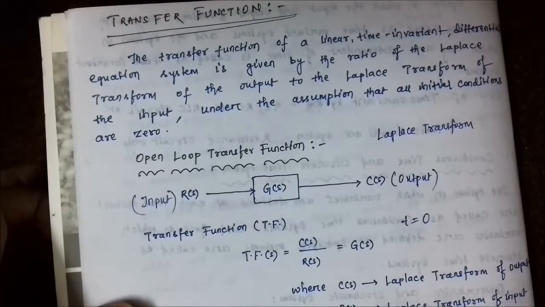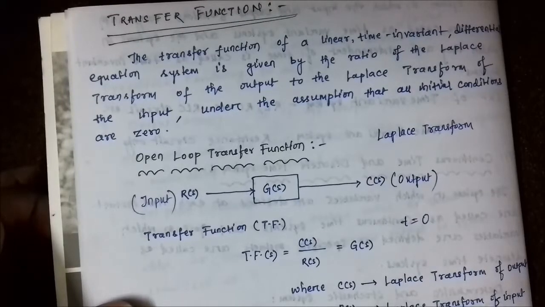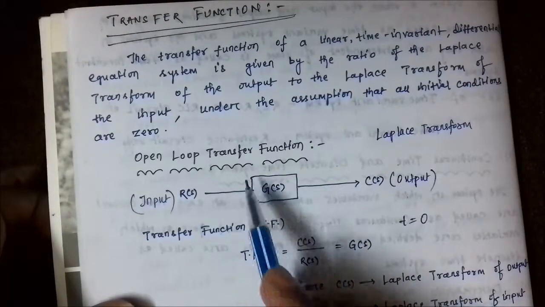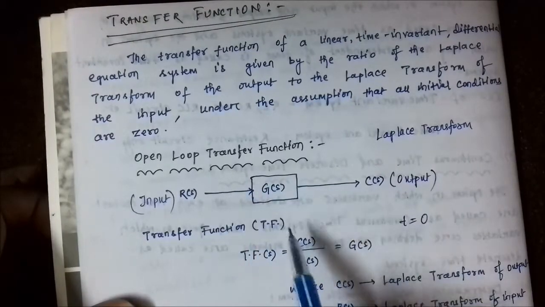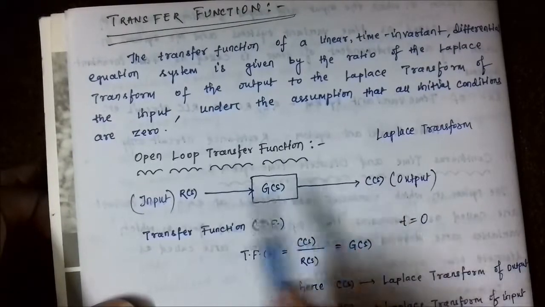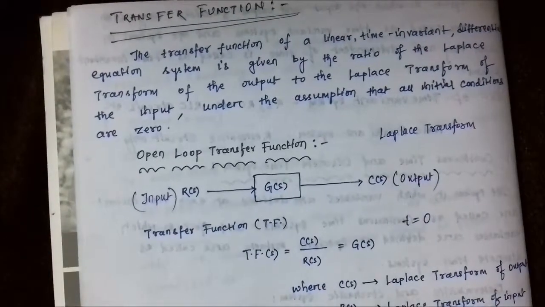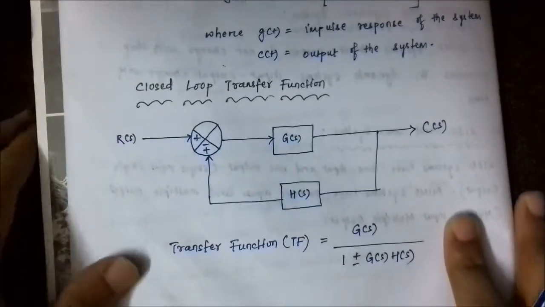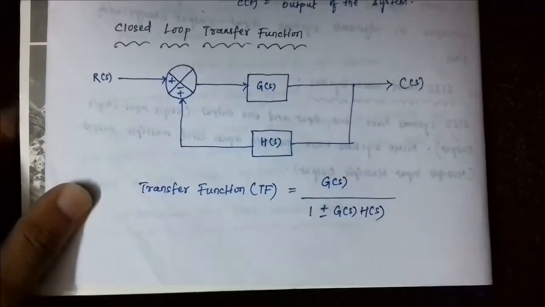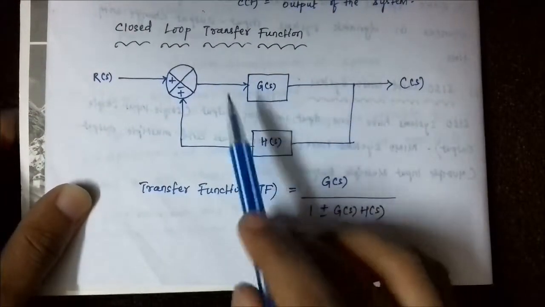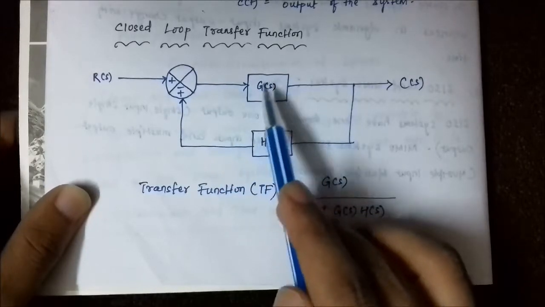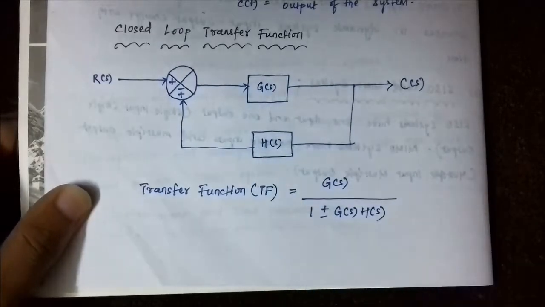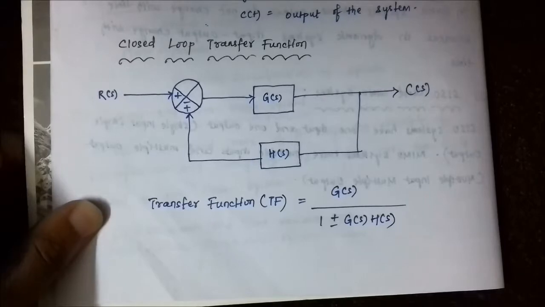Now, this is the open loop transfer function in which there is no feedback path. It is simple, the gain of the block, the gain of the forward path. This is the forward path. There is no feedback path. So simple, C(s) by R(s) means output by input, it is G(s), the gain of the system, the gain of the forward path. For a closed loop system in which there is a feedback path, here the gain of the forward path is G(s), whereas the gain of the feedback path is H(s) in the S domain representation.